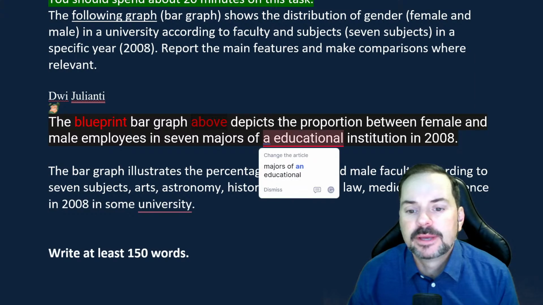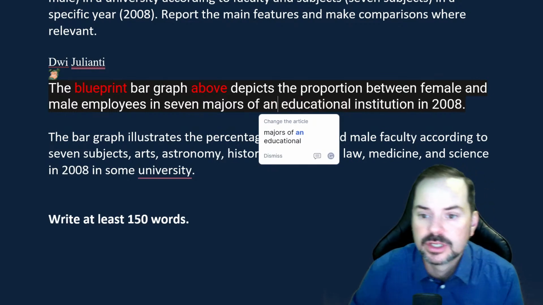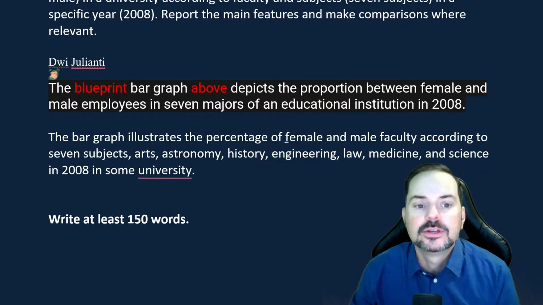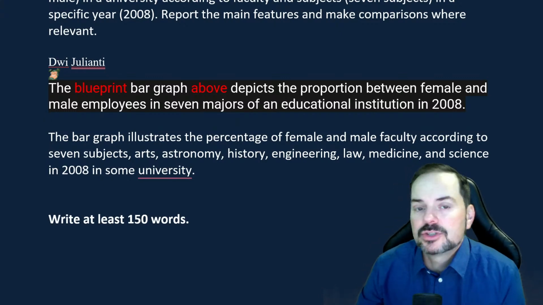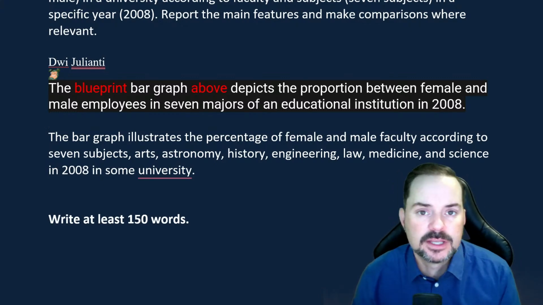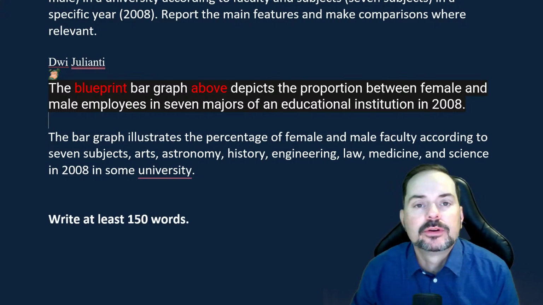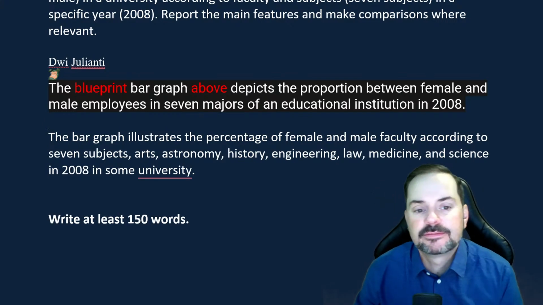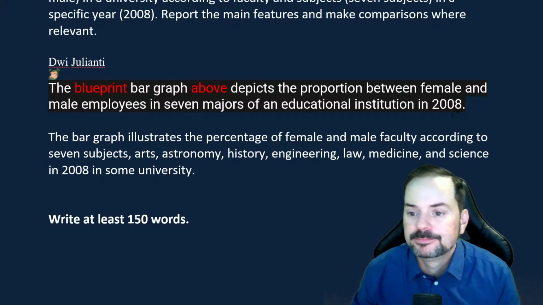So the bar graph depicts the proportion between female and male employees in 7 majors of an educational institution in 2008. Okay, yeah, so you didn't list the majors, Dwee, which is fine. The reason I decided to list the majors here is because it's a fairly simple graph, so I have enough time and space to give that bit of detail. So Dwee, remember, no referring to the location of the graph, no calling it a blueprint. Then you'll be clearer, more accurate.